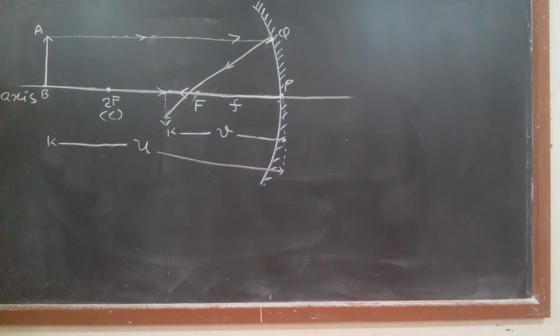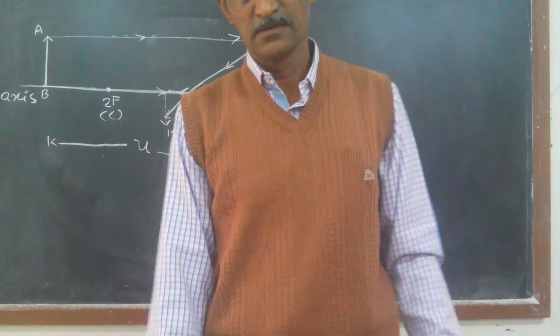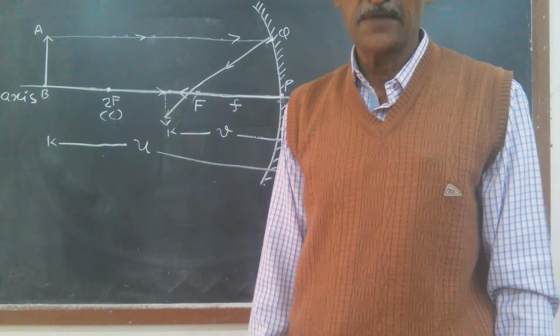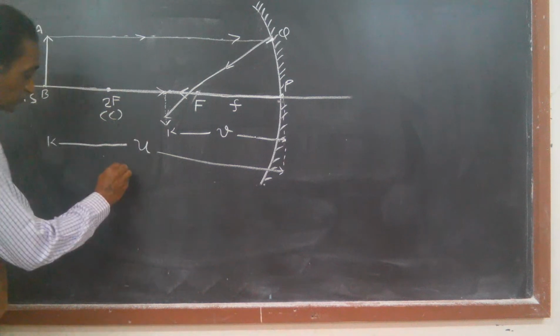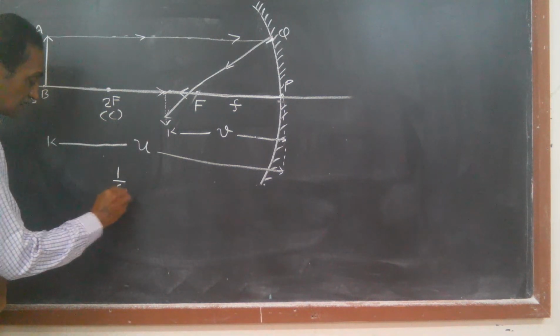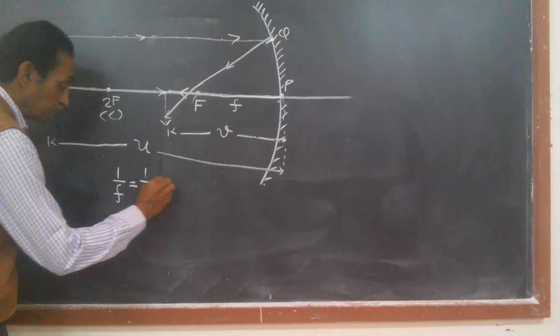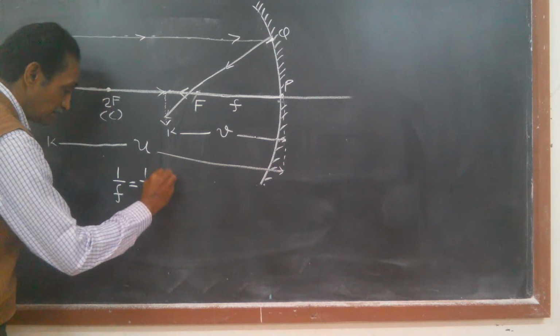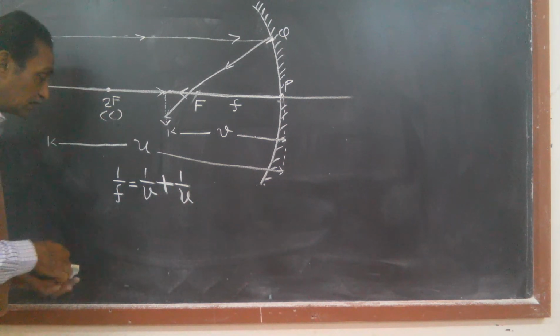Now, the formula relating object distance, image distance and focal length, that is U, V and F, is the mirror formula. It is given by 1 upon f is equal to 1 upon v plus 1 upon u. Here it is a plus sign.